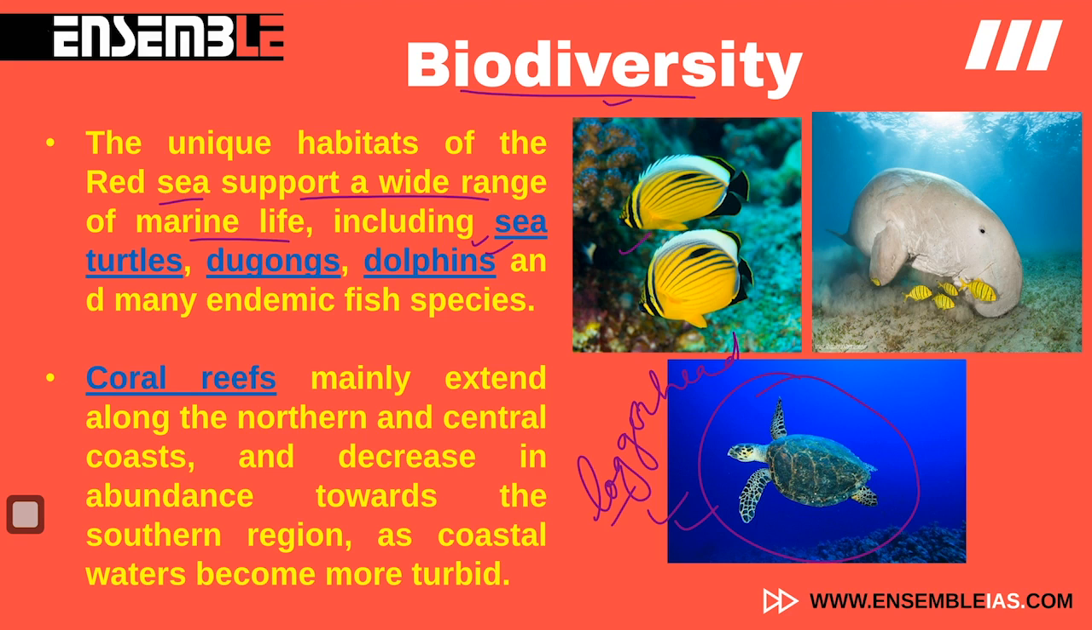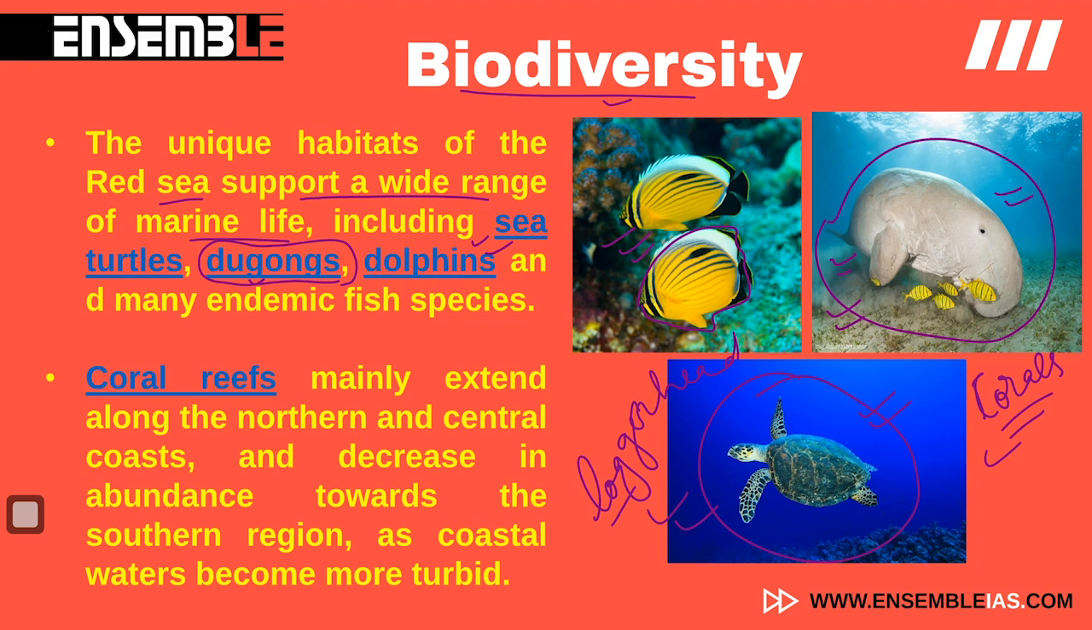Other than that, there are many species of fishes. This kind of attractive yellow fish is found in the Red Sea. Dolphins are found in the Red Sea, and one of the important sea animals, dugongs. This is an image of a dugong. The cute dugongs are also found in the Red Sea. Dugongs are very important. Even the loggerhead turtles are very important for the protection and environment of the corals.